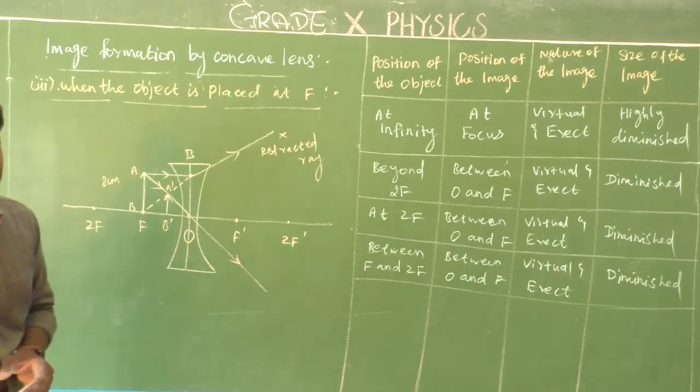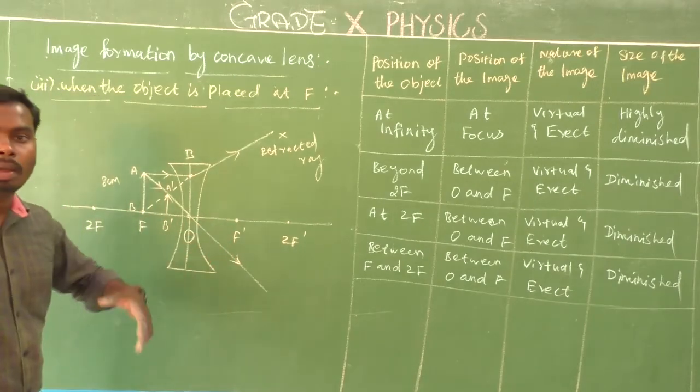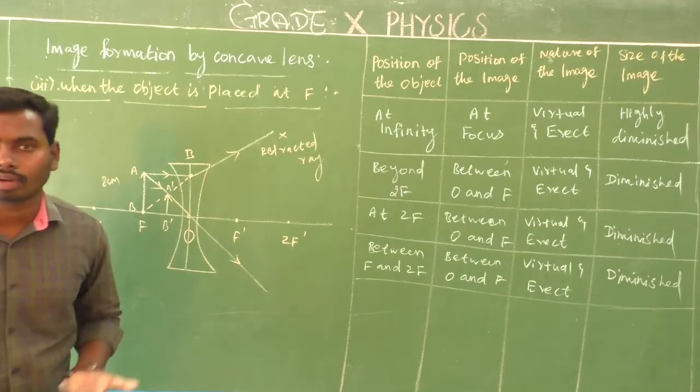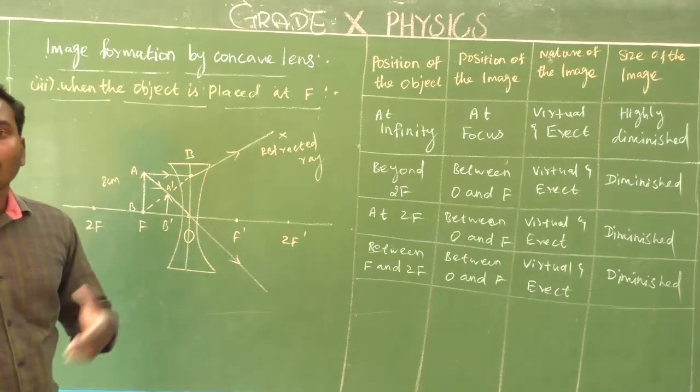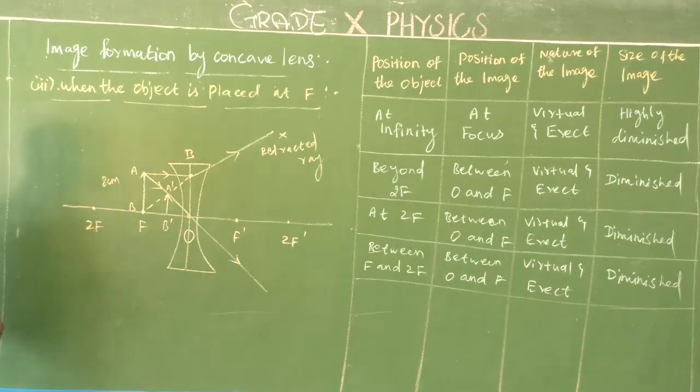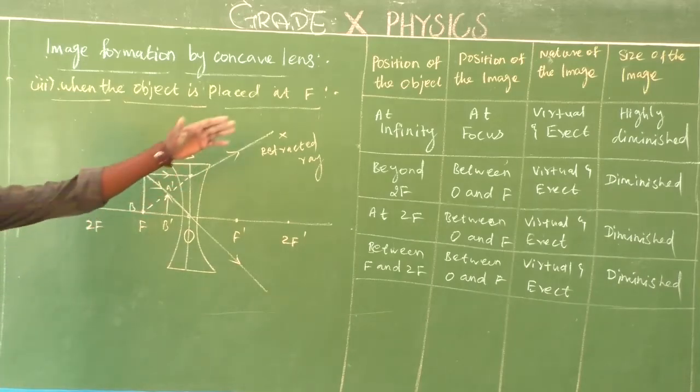The image size will be smaller than the 8 centimeter. It may be 7 centimeter, 6.5 centimeter, 5 centimeter, 4 centimeter, so whatever it is, that should be smaller than the object size. Is it clear? Yes, that's all. Very simple.